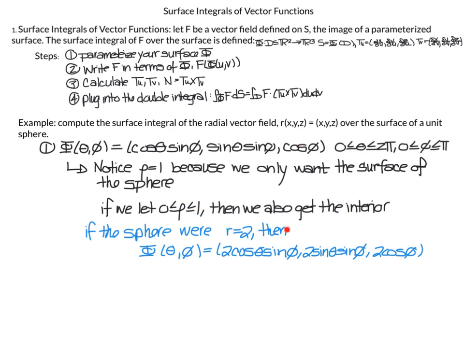If the sphere had a radius of 2, then our parameterization would have been 2 cosine theta sine phi, 2 sine theta sine phi. Sorry, I had to squeeze the 2 in. I forgot to write it. And then 2 cosine phi.